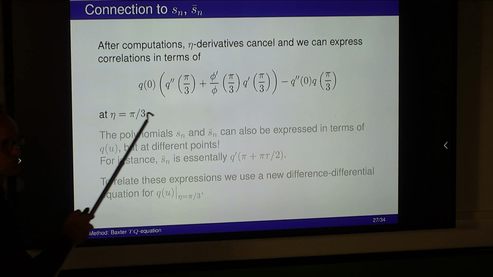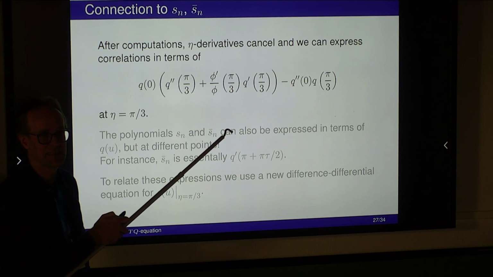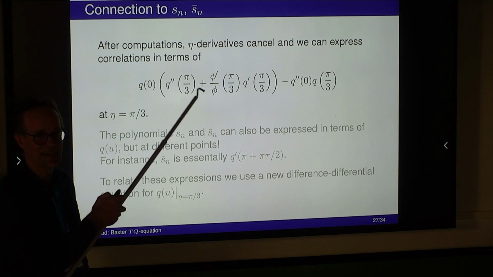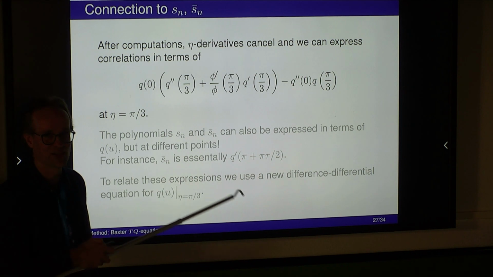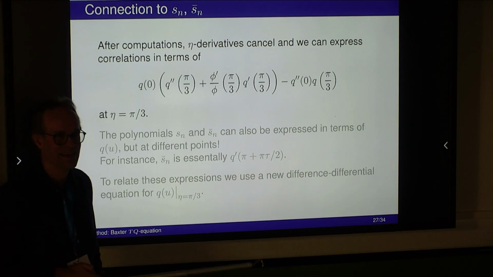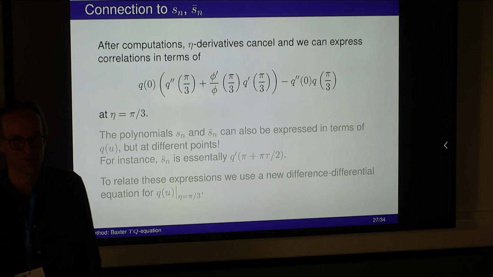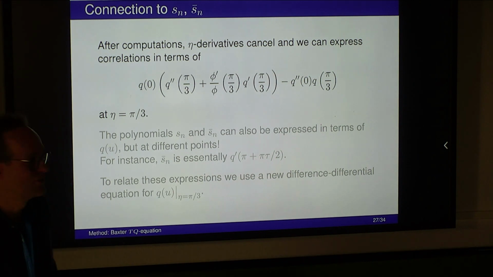And this is basically what Stroganov did for the XYZ spin chain, but in his case, he can just write down what this function Q is and compute this thing. For us, it's not that easy to compute. We still have a lot of work to do.